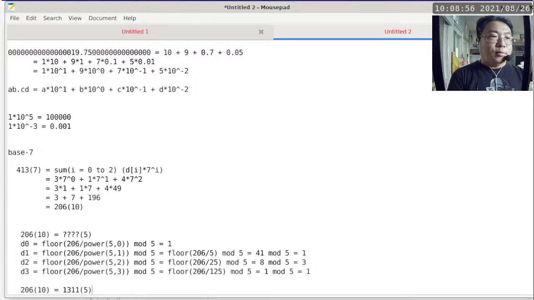The reason why I know there's a D3 is because this value here is greater than or equal to 5. So I know we have at least one more digit. And when that value is less than 5, or less than whatever base we're using, then we know all the other digits that are more significant are all going to be zeros.